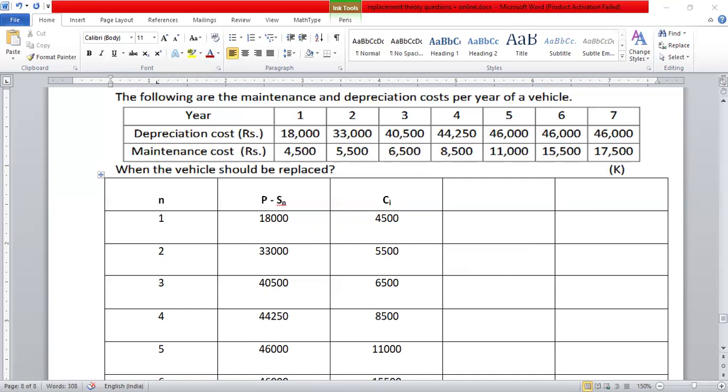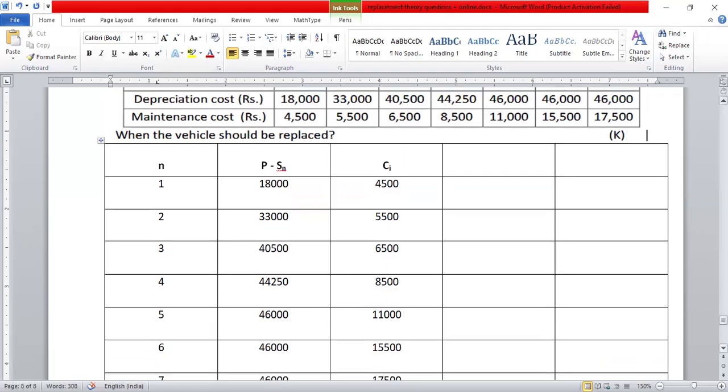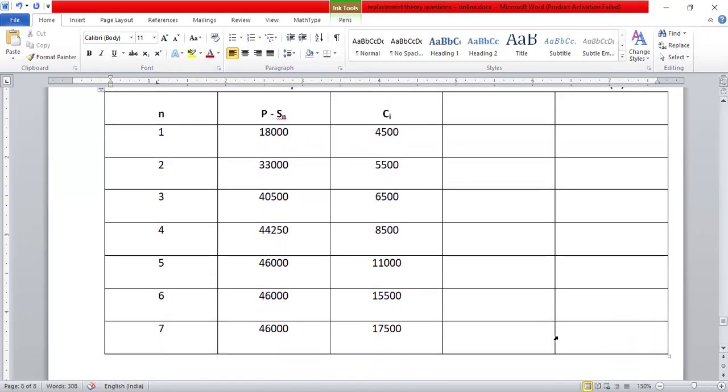Okay, let me start the sum. Note that depreciation cost is nothing but P minus S of N. Let me start the formula. Total cost is equal to P minus S of N plus summation of CI. N column and CI are given. Let me see, one more column is possible.